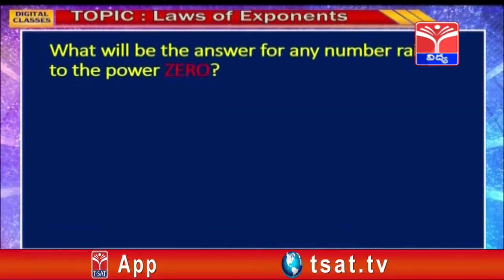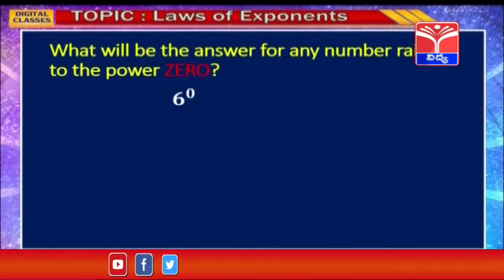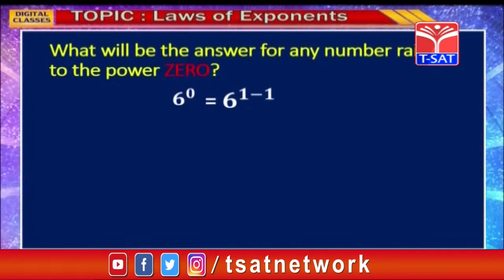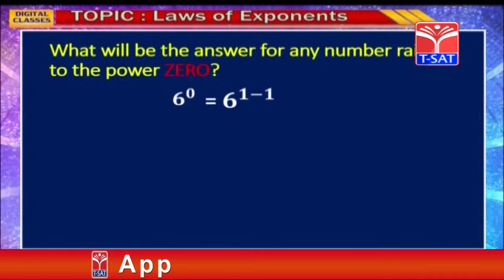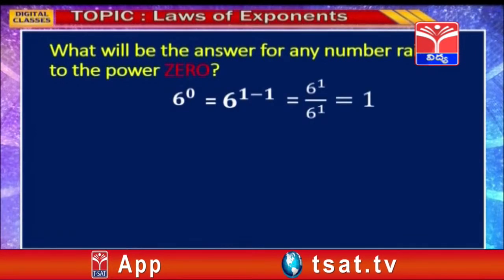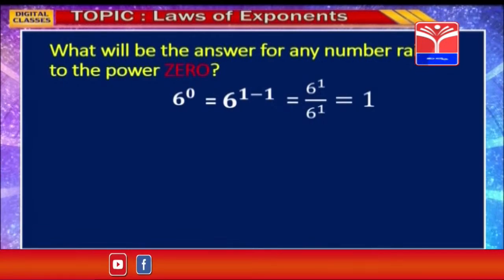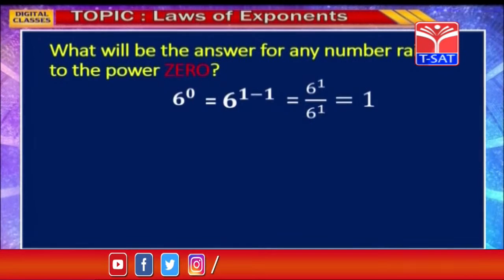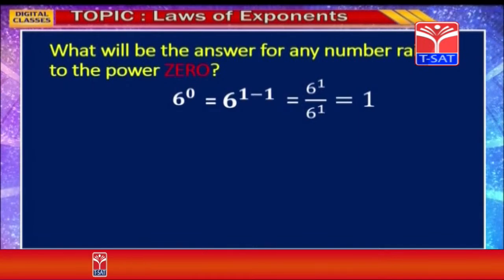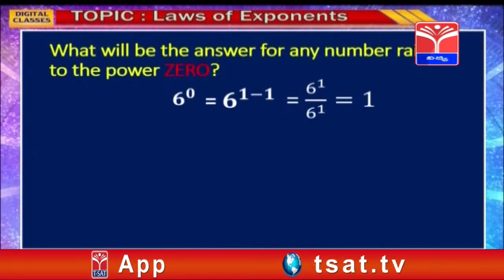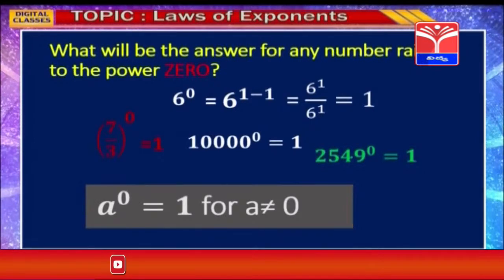What will be the answer for any number raised to the power of 0? 6 to the power of 0 is there. So 0 can be written as 1 minus 1, isn't it? Plus 1 and minus 1 will get cancelled and you will get 0. So there is a negative sign in between the exponents. You can write like this in a division form. A to the power of m minus n can be written as a to the power of m by a to the power of n. That is 6 to the power of 1 by 6 to the power of 1, you know it is 1 by 1, that is equal to 1. A to the power of 0 is equal to 1 and the condition should be a should not be equal to 0.